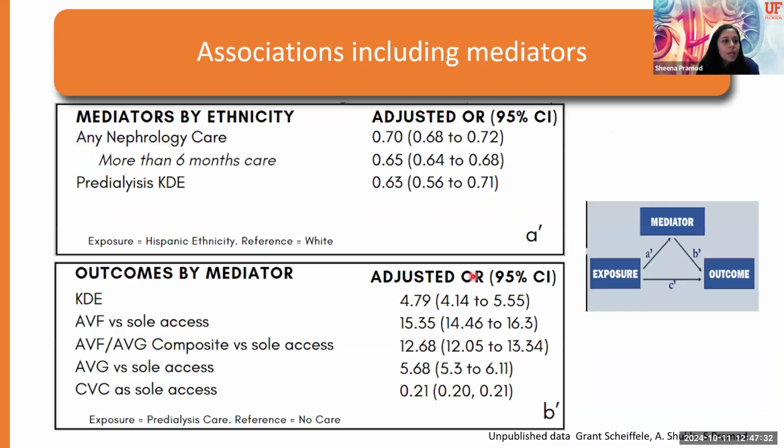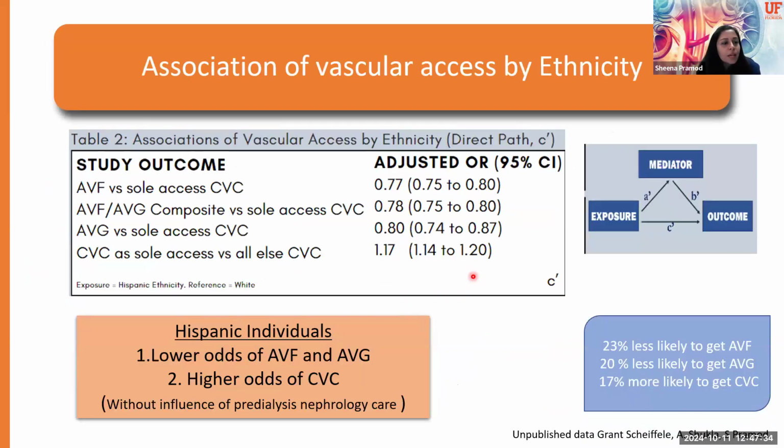So when you look at the study outcomes for the direct path, exposure to outcome, we see that Hispanics have a 23% less likelihood of getting an AV fistula. They have a 20% less likelihood of getting an AV graft, and a 17% more likelihood of getting a CVC. And this is without the influence of pre-dialysis nephrology care.